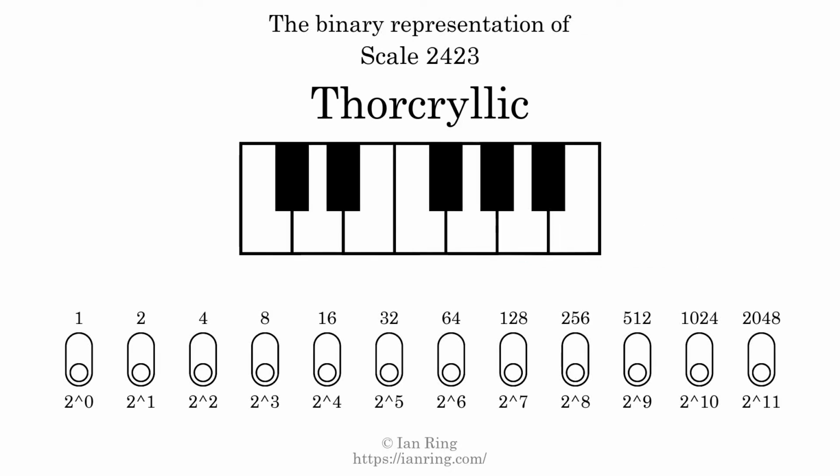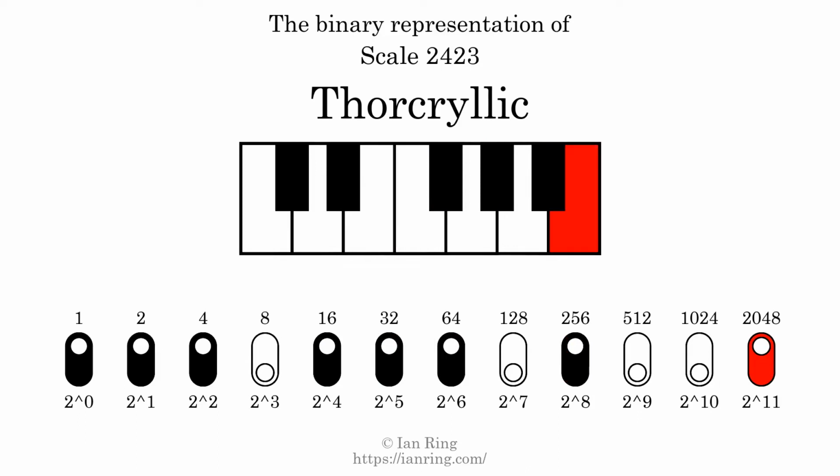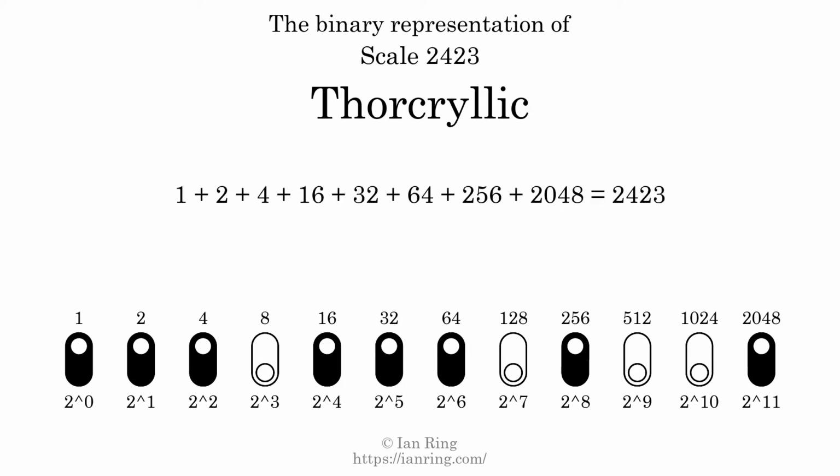The binary representation of this scale is determined by mapping tones of the scale to binary digits. Each binary digit represents a power of 2. To get the scale number, we add the powers of 2 together. The powers of 2 that are present in the scale, all added together, equals 2423. That is why the scale number, in decimal, is 2423.